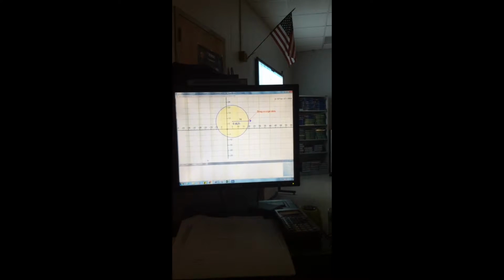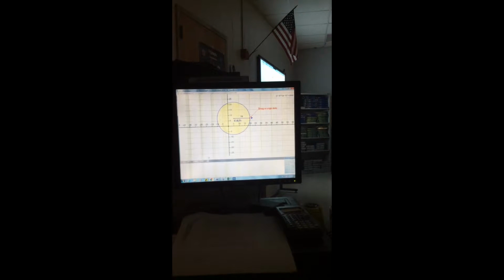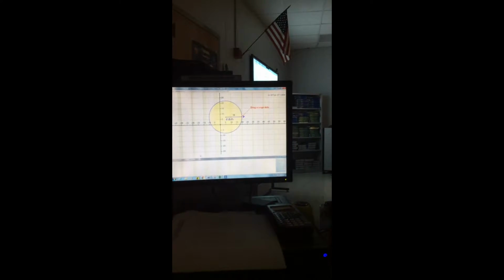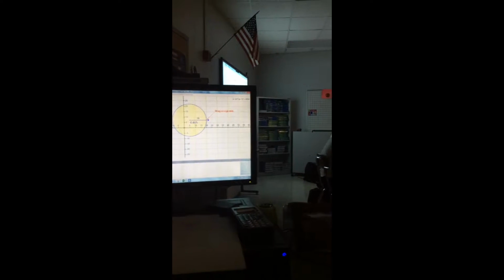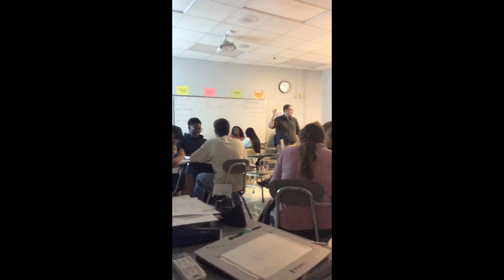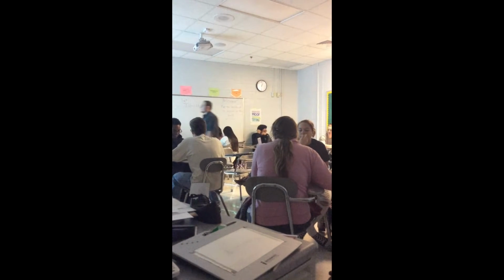All right, so what you're going to do is follow on your table the center points and the radius, and you're going to manipulate this circle on the graph. So this is how you do that.